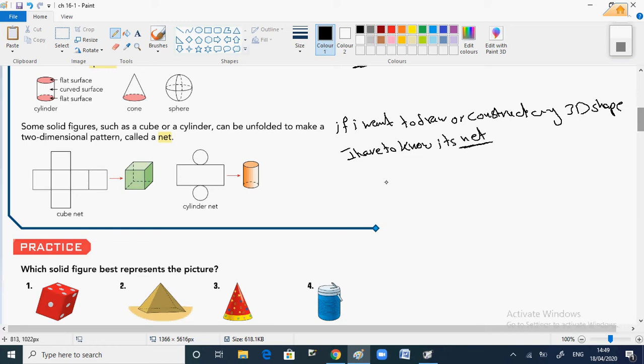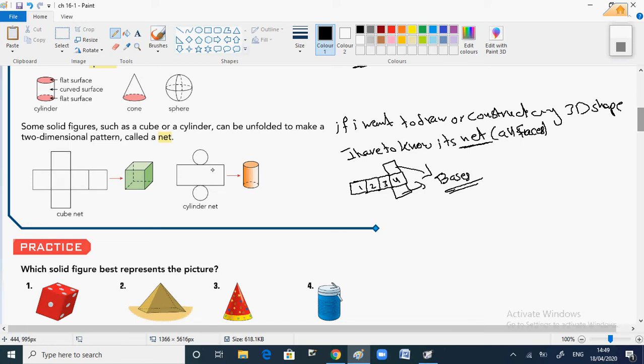Its net means all sides or faces, for the prism. For example, if I want to construct a cube, the base is a square and all sides are squares. So I have 6 faces: 1, 2, 3, 4 faces, and base 1, base 2. These are bases, one up, one down, and we have 4 sides.